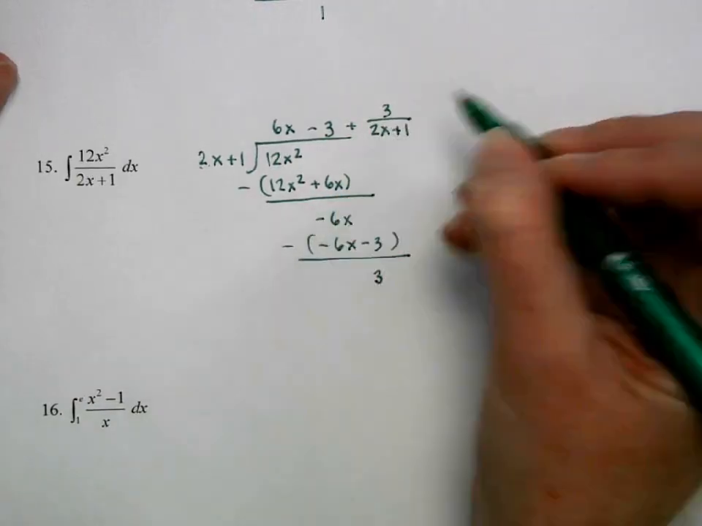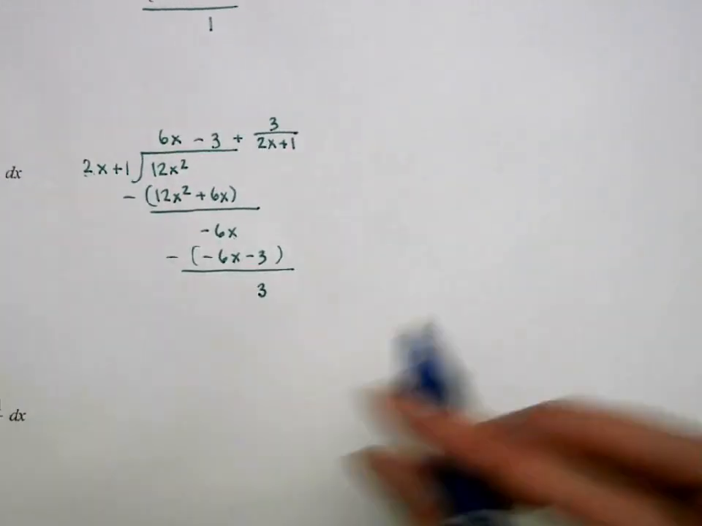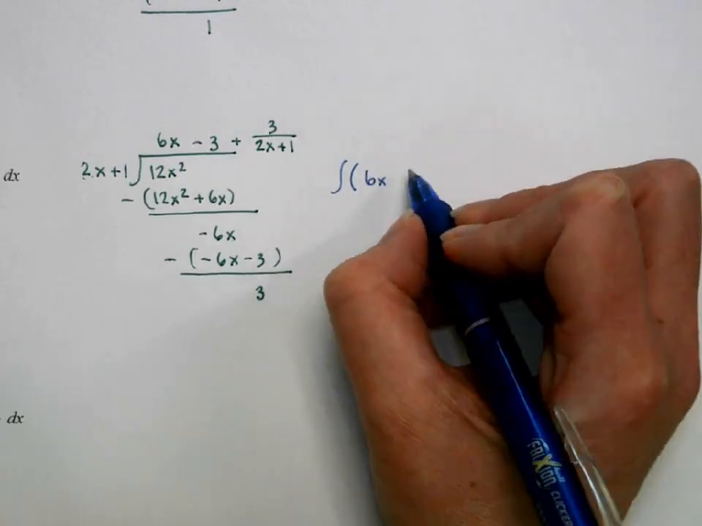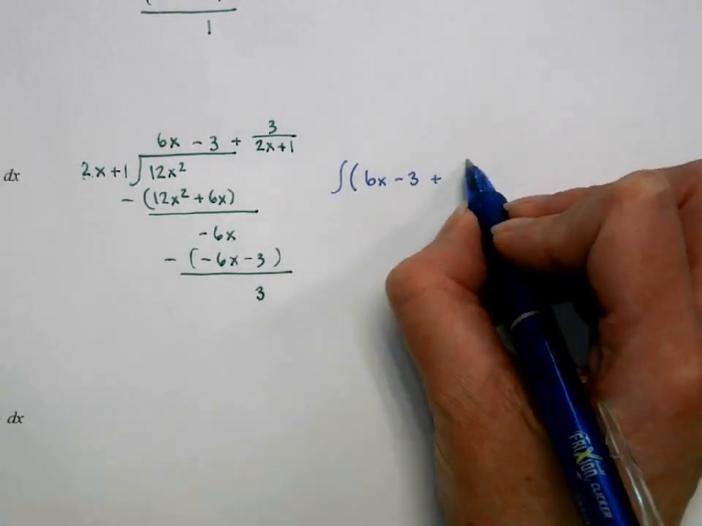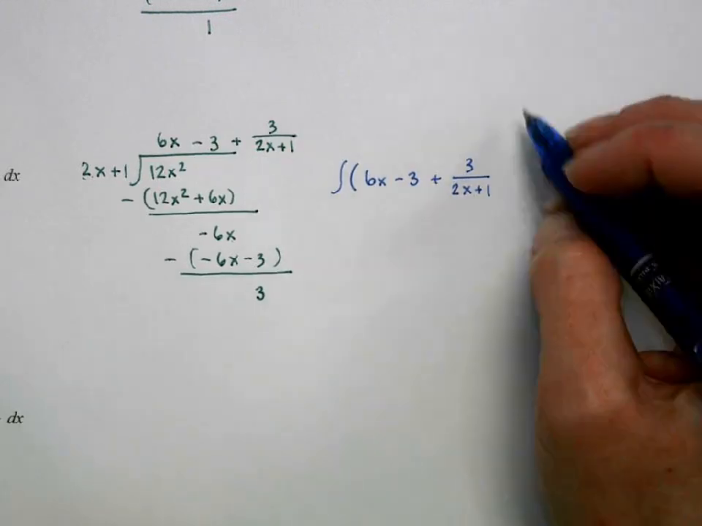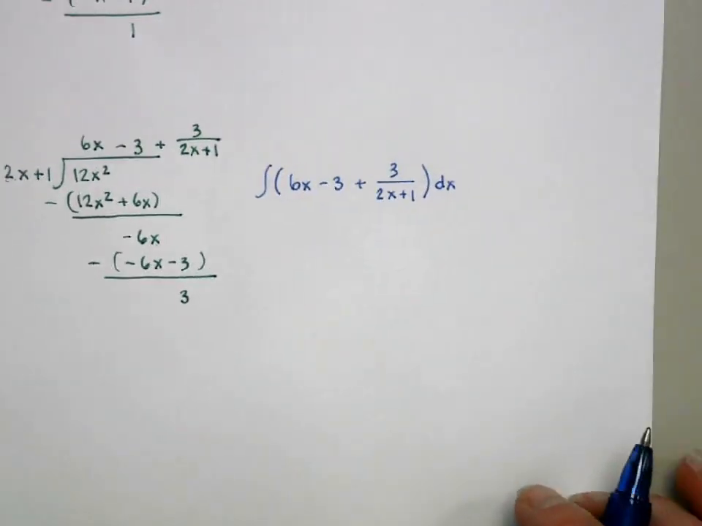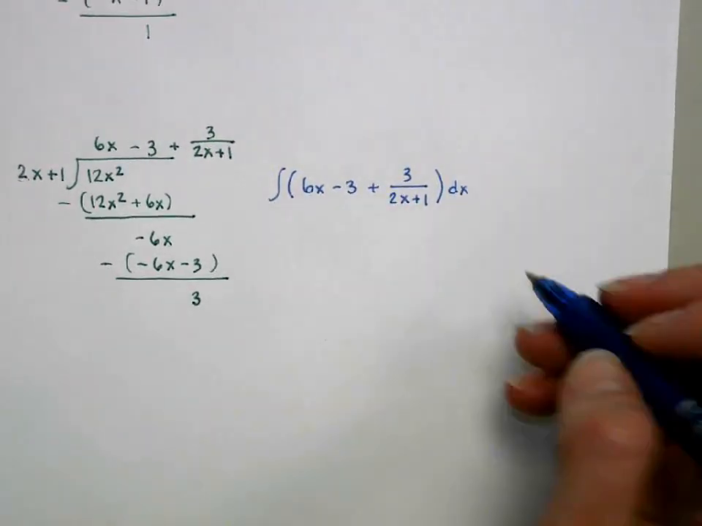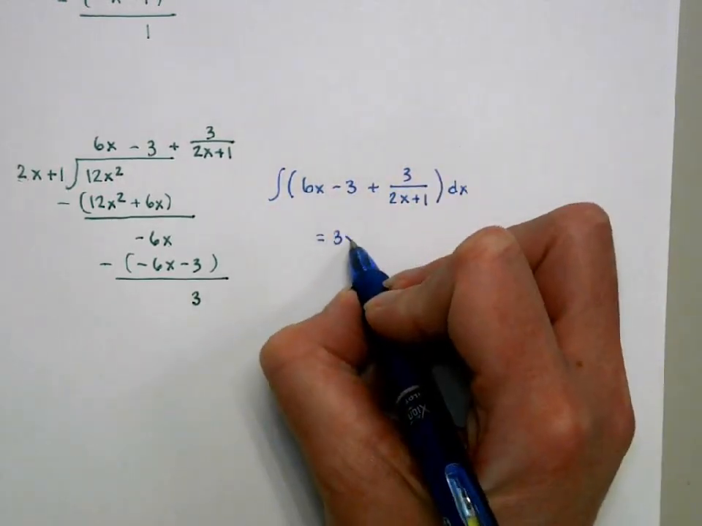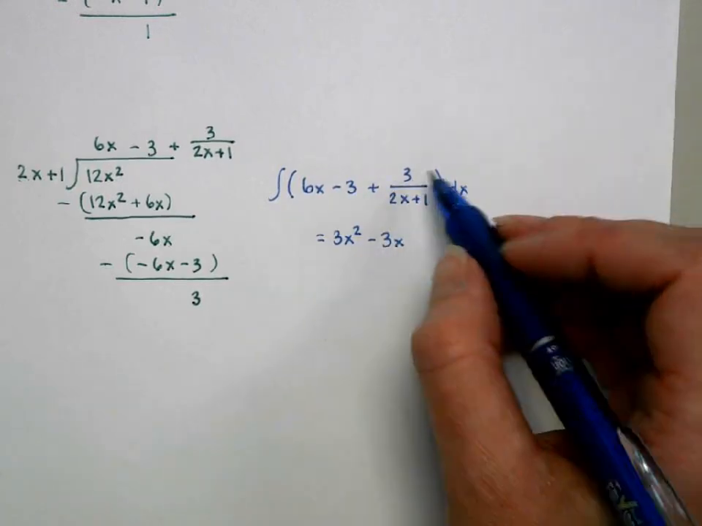All right, so we'll rewrite our integral using our new format here. So integral, let me go down here to see we have enough room. Integral of 6x is going to be 3x squared. Integral of negative 3 is minus 3x. Here, I'm going to have a 3.